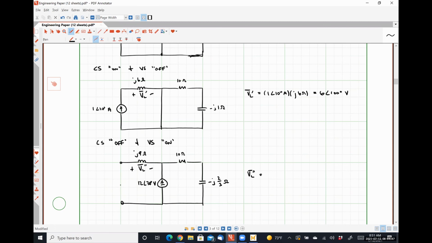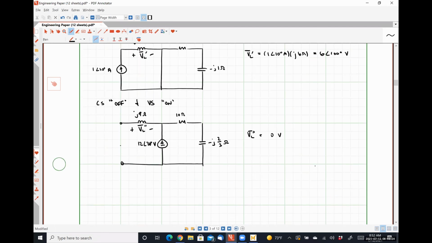So what is VL double prime? Explain why you think there is no voltage drop over the inductor. Oh, because there's no current flowing through it. That's absolutely correct. 0 volts by inspection, okay?